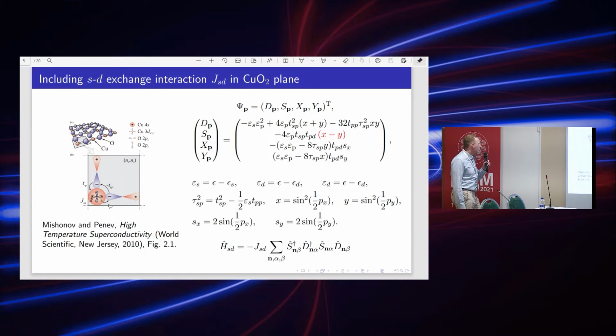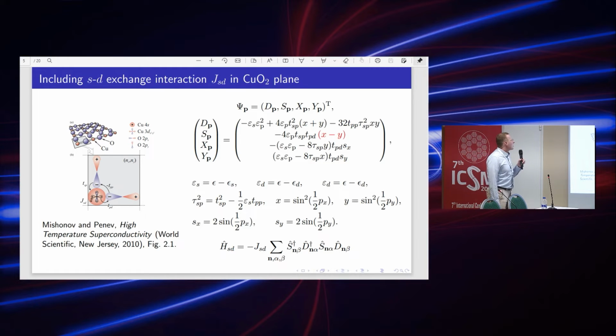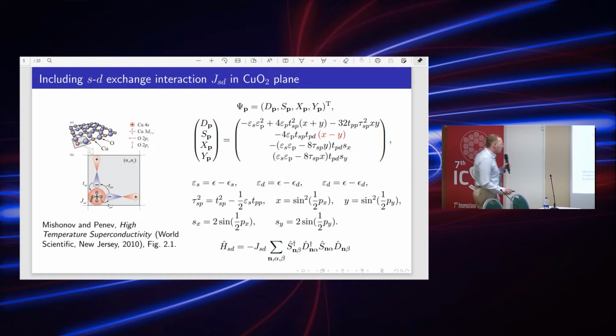I'm sorry about that. Again, we see the plane, the copper dioxide plane. I will repeat that our study is two-dimensional. And on the right side, we see the wave function in P representation. And actually, we can have an analytical result. This has already been done and has been published. And at the bottom, we see the exchange Hamiltonian, which is in R representation.